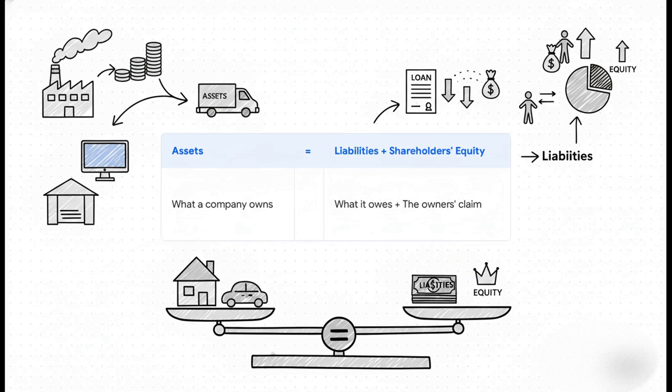It sounds kind of technical, but the idea is super simple. Everything the company owns, all its assets, had to be paid for somehow. It either came from borrowing money from someone else, that's liability, or it came from the owners themselves putting money in, that's shareholders' equity. It has to balance out, always.